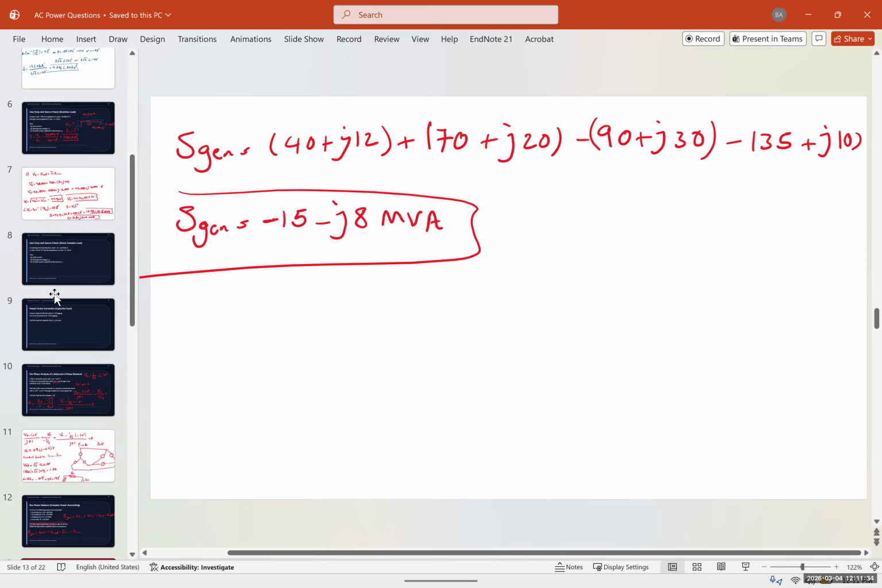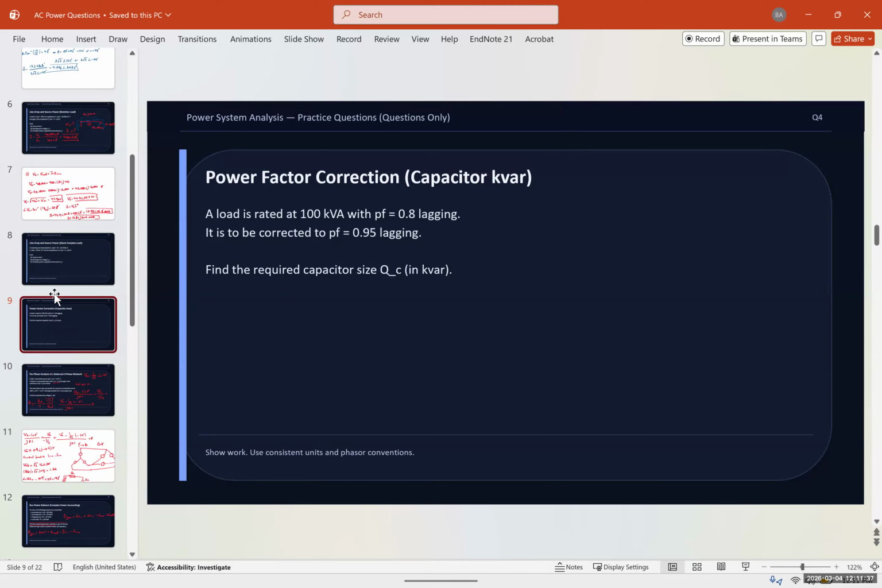This one, you can take a picture and you can solve it on your own. Power factor correction. A load is rated at 100 kilovolt amps with power factor of 0.8 lagging. It is to be corrected to power factor of 0.95 lagging. Find the required capacitor size, the compensator Q. Because you already had a question like this in measurement instrumentation, you already know this. I skipped this one so you can solve it, but it's going to be something like this in your exam.